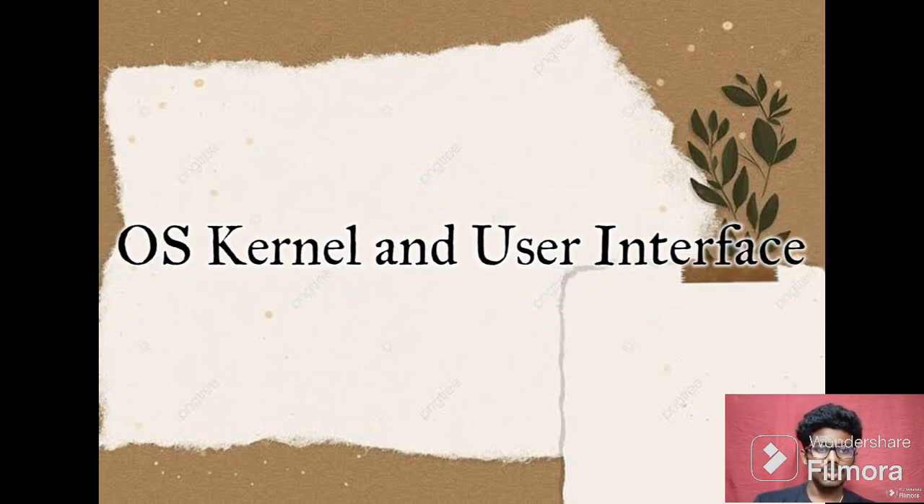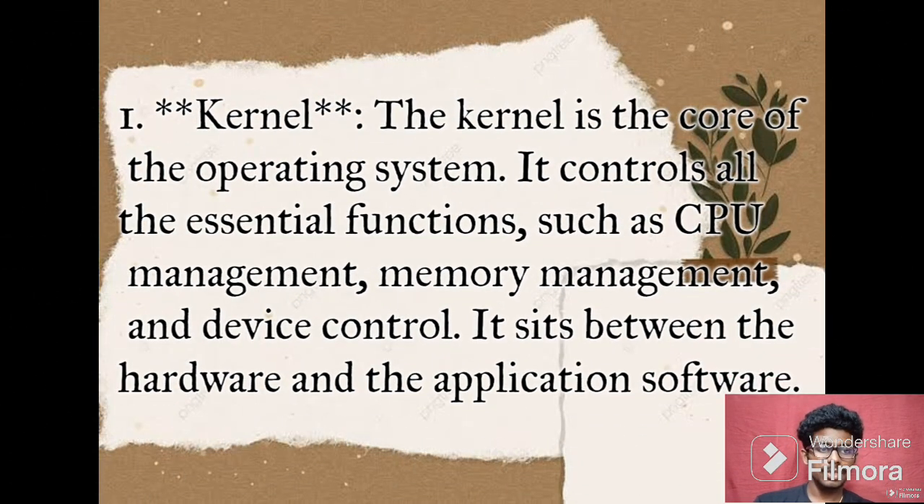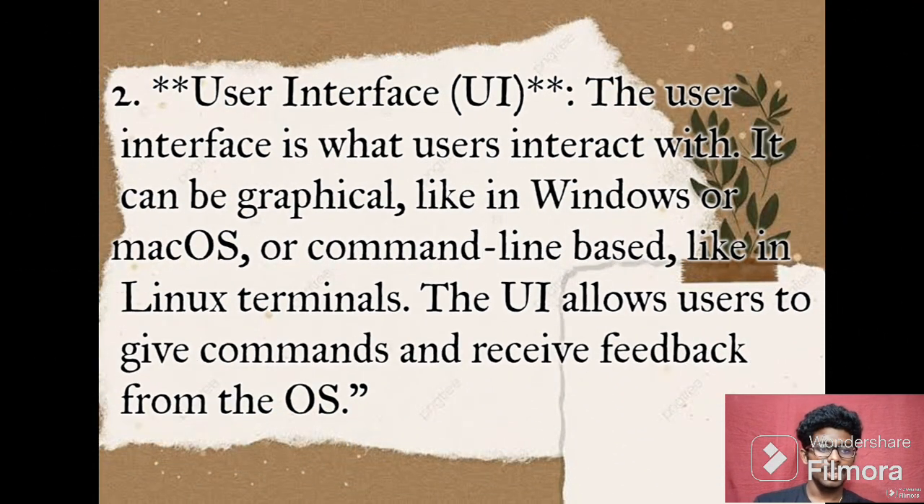Let's see OS kernel and user interface. Let's dive a little deeper into two key parts of an operating system. Kernel. The kernel is the core of the operating system. It controls all the essential functions such as CPU management, memory management, and device control. It sits between the hardware and the application software. Second is the user interface, UI. The user interface is what the user interacts with. It can be graphical like in Windows or Mac OS or command line based like in Linux terminals. The UI allows users to give commands and receive feedback from the OS.